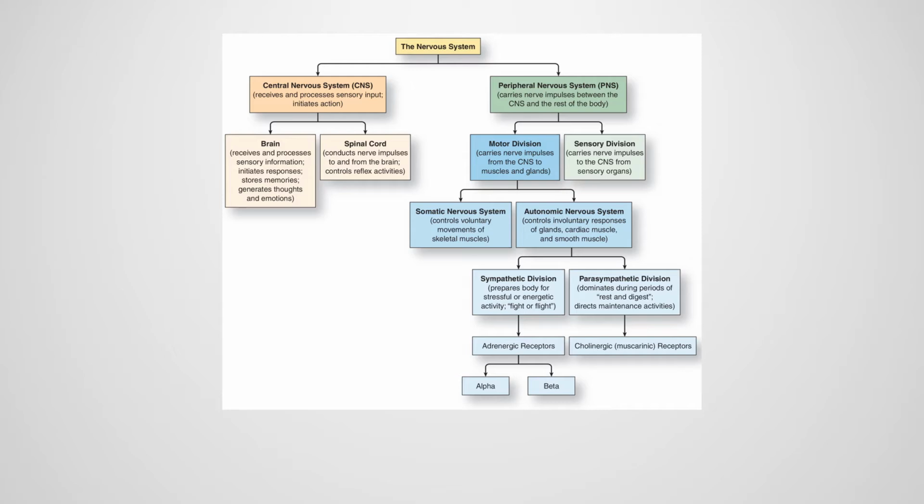So the motor division, so the information leaving the brain and going outwards, is of two types. There's the somatic nervous system, meaning you want to grab your cup of water to drink. You can do that voluntarily. You can think about the action, and then your arm and your hand will move to grab the cup of water. Or you want to move your leg. Same thing. That's the somatic nervous system. It's voluntary to skeletal muscles.